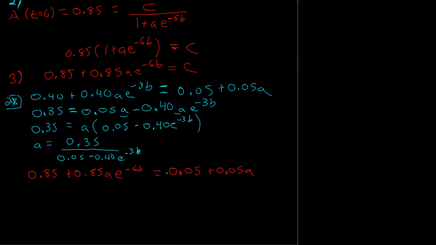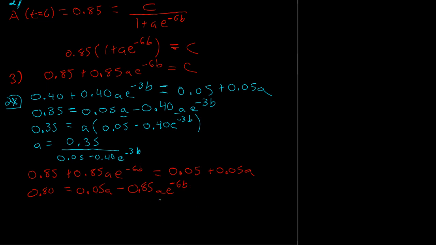Well, I'm going to do the same thing. I'm going to subtract 0.05 from both sides, and I'm going to subtract 0.85a e to the negative 6b from both sides. So I get 0.85a minus 0.85a e to the negative 6b.